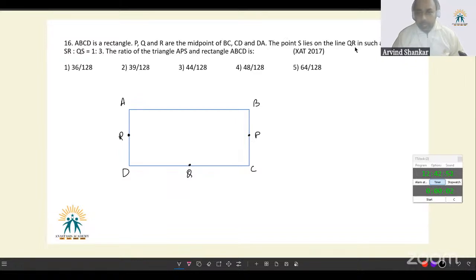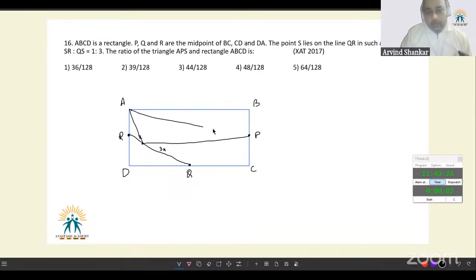The point S lies on the line QR in such a way that SR to QS is 1 to 3. So we have a line here like this, and S lies in such a way that if this is X, this is 3X. The ratio of the triangle APS to rectangle ABCD is asked. And then I don't know how to proceed any further.